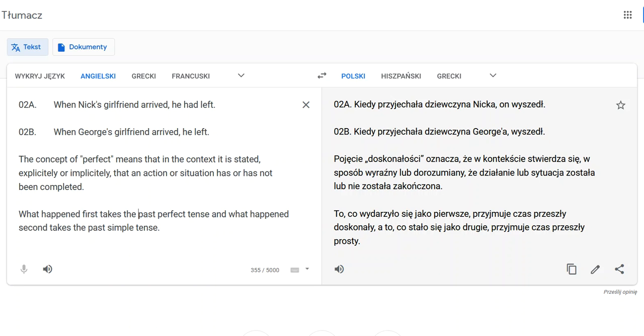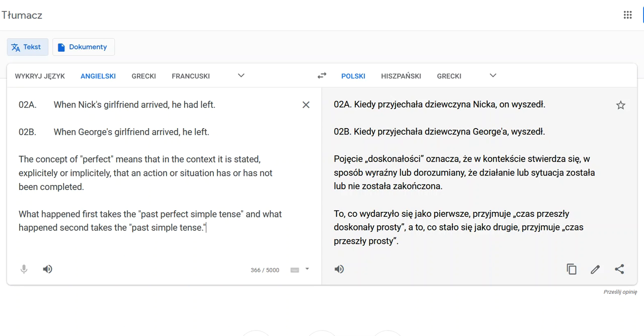Here we have past perfect simple tense and past simple tense. Okay, and we see here the translation. To, co wydarzyło się jako pierwsze, przyjmuje past perfect simple tense, a to, co stało się jako drugie, przyjmuje past simple tense.